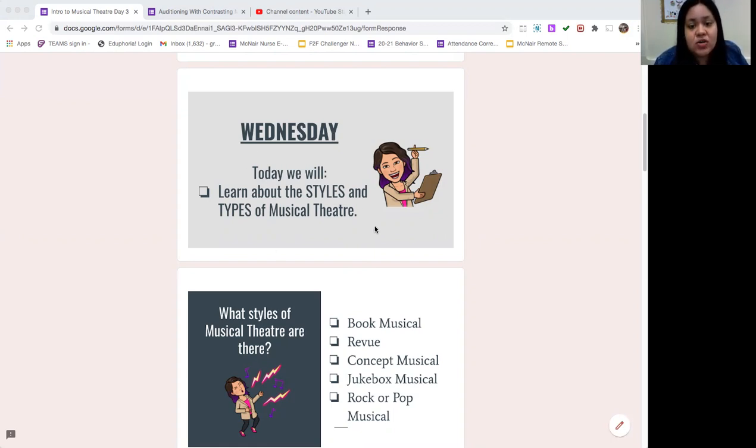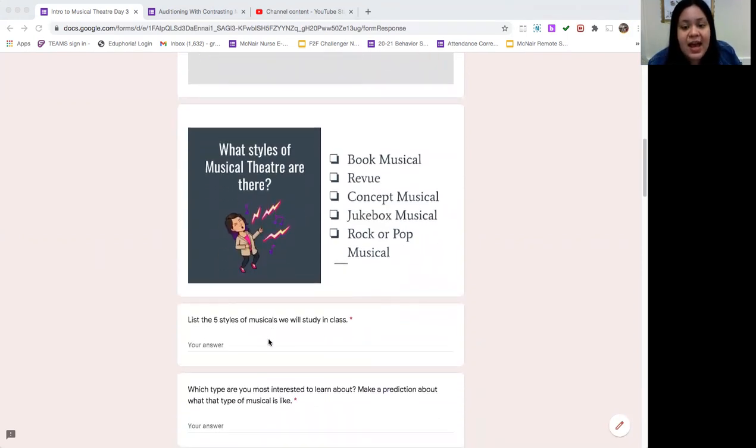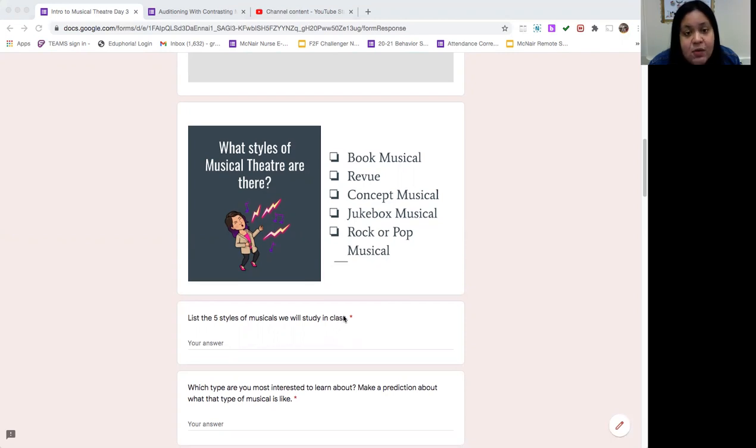But this is true. Today we're going to learn about different styles and types of musical theater. These are not the only types, but these are types that are pretty common. And so the 5 types we're going to talk about are book musicals, musical reviews, concept musical, jukebox musical, and then rock or pop musical. Those are the 5 different common types. Just like with regular straight plays, we have different genres. We have comedies and dramas. These are kind of like your different genres of musical theater. Musical theater is a very big, broad category.